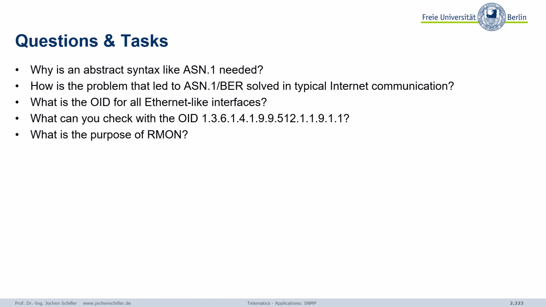For example, what is the identifier for all Ethernet-like interfaces? So try to find this out. What is the identifier? It starts with 1.3.6, but then what is it? How can you find this out? And why could, for example, the identifier given here, I will not read it, why can this be quite important? It depends on the type of devices you have, but this could decide upon whether I can watch a video with high quality or not if I'm sitting in front of a hotspot.